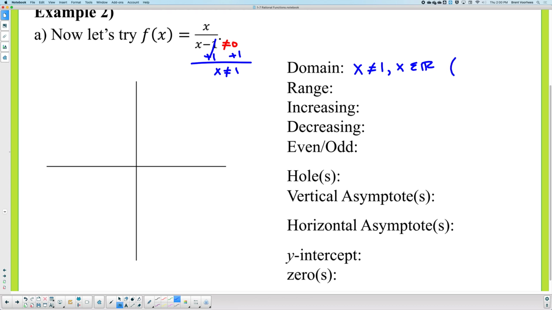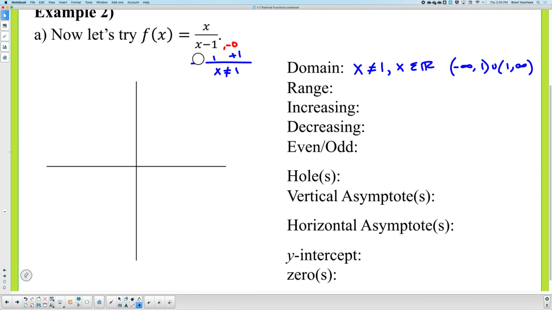Again, if you want to write it out long ways, you can. It would be negative infinity to 1, parentheses, union, 1 to infinity. That means all reals except for the 1. That's what the parentheses means. It does not actually contain 1. I'm going to skip these right here, the review items. And I'm going to go to holes.